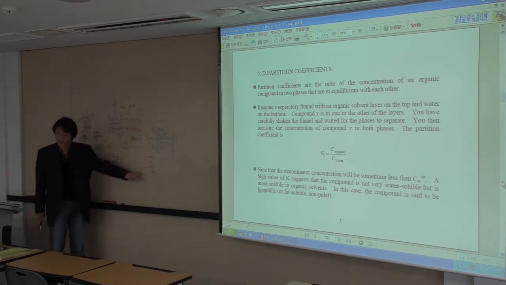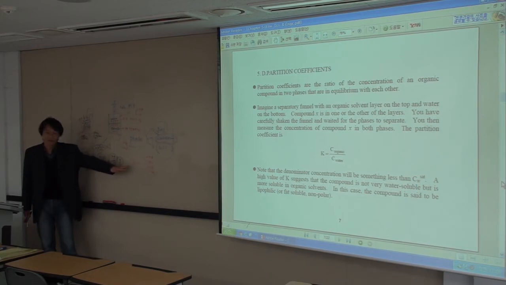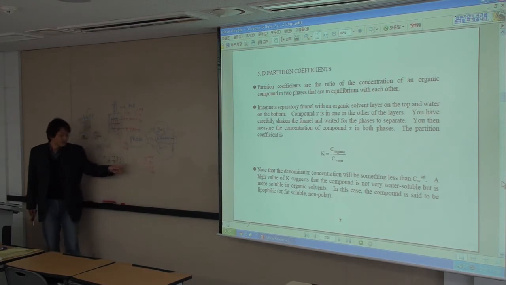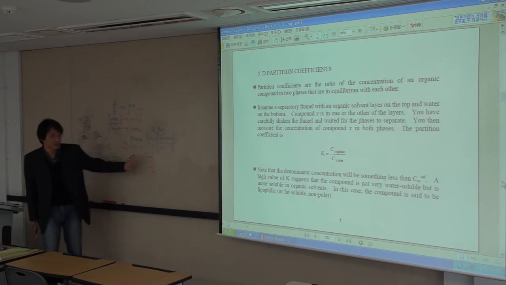And also the partition coefficient. If the K value is high, that means the contaminant is nonpolar, which means it cannot be easily dissolved in water. Instead, it can be easily dissolved in nonpolar solvent. This is very, very important. If the K value is small, that means the denominator is high, that means it is polar, and it can be easily dissolved in water. So this octanol-water coefficient is very, very important.